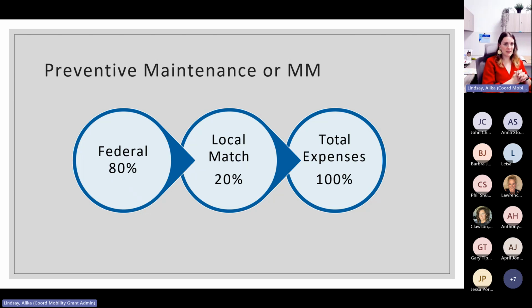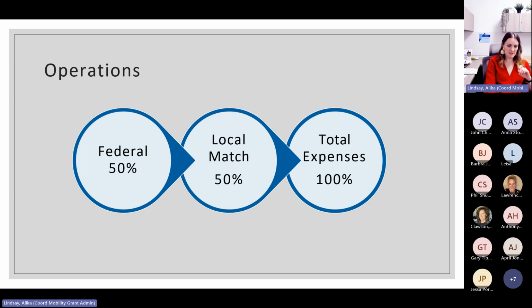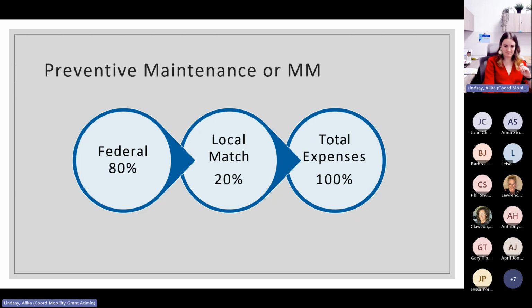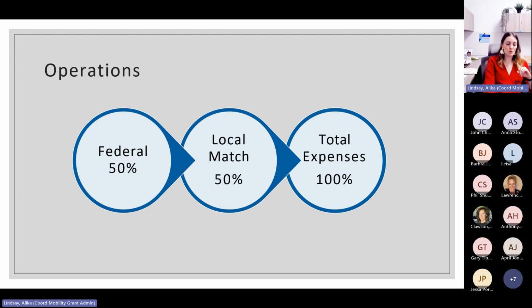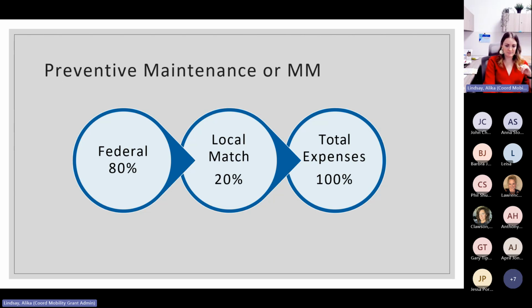We can explain it. But basically, most of you are either going to be doing operating assistance or preventive maintenance. If you run out of preventive maintenance funds, you can use operating to cover preventive maintenance, but it is covered at a lower percentage.